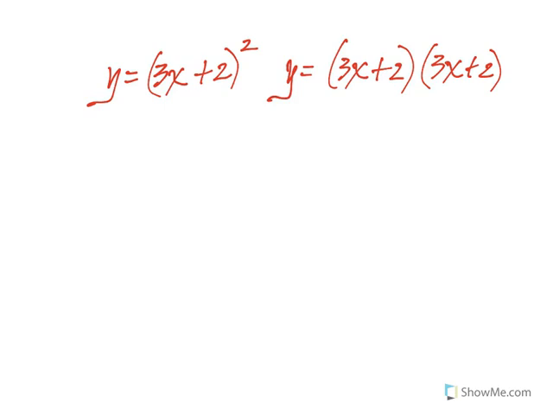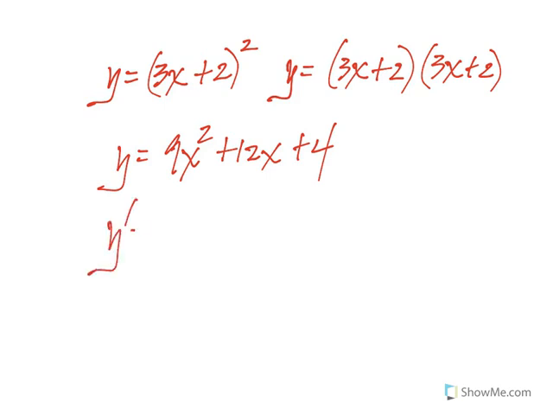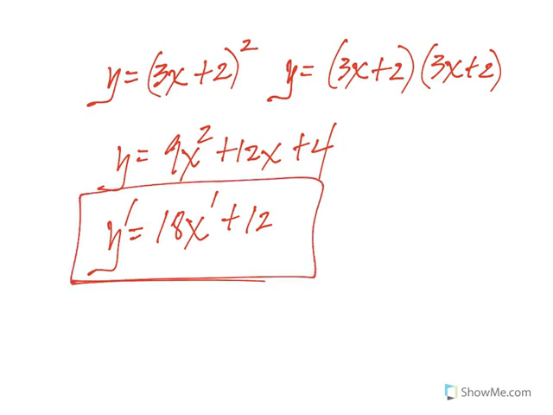So I need to get rid of this product or get rid of the quantity raised to a power by FOILing it out. So now I have y is equal to 9x squared plus 12x plus 4. And now I can just do them each separately, and I just have products of a constant with a variable, and just a constant. So I can go ahead and derive this. My y prime is equal to 18x to the first plus 12x to the 0 plus 0, and that is my derivative.